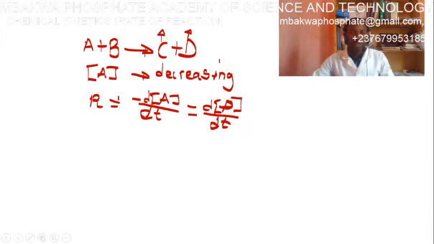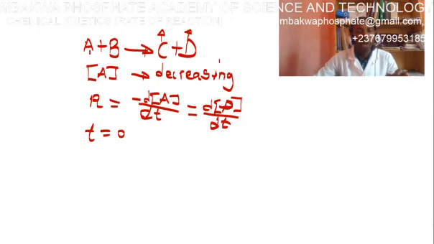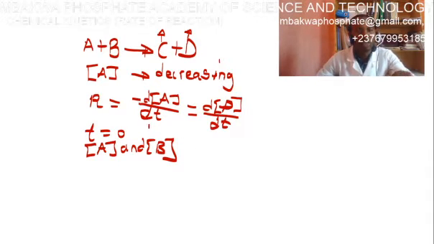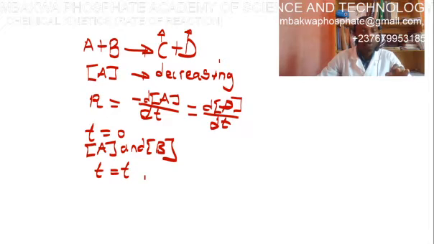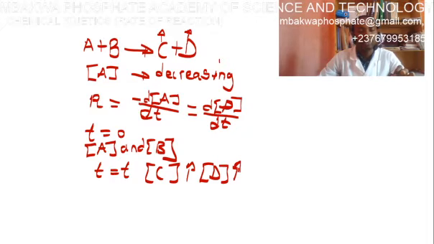So as time is passing, we observe that during this reaction, the molecules of A and B will collide to form C and D. Initially, at time T equals 0, we have only the concentration of A and the concentration of B. We do not have the concentration of C and D. But at a certain time T, we observe that the concentration of C will be increasing from 0, and the concentration of D will be increasing.